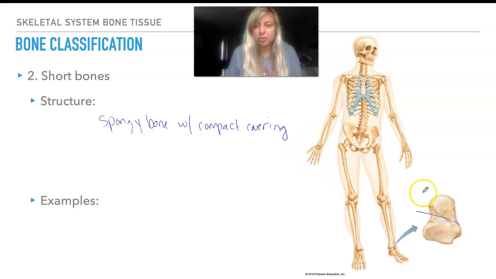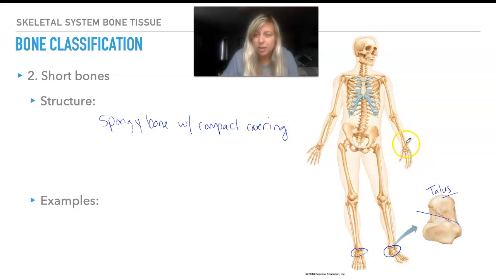Examples of short bones: here's one right here. This is a bone that we find in our ankles. It's one of our tarsal bones, the talus. All of the bones that make up our ankles, our tarsals, and the bones that make up our wrists, our carpals, are also classified as short bones.